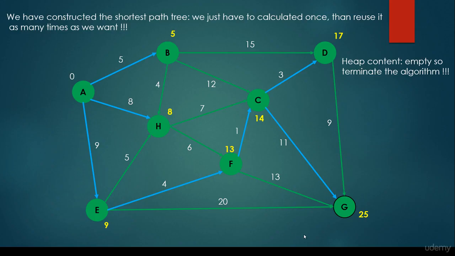I'm going to simulate this graph. We would like to find the shortest path from vertex A to vertex G. It has the minimum distance 25 and the shortest path is going to be A, E, F, C, G.